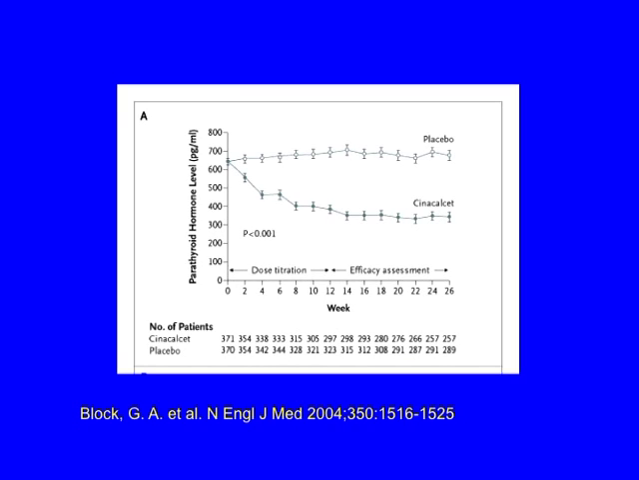So this is from the New England Journal paper that was published in 2004, showing the efficacy of cinacalcet in reducing the PTH. The median PTH in this group of patients was about 684, and you can see that compared to placebo, the patients who were treated with cinacalcet had a nice reduction in their PTH level over that time period.